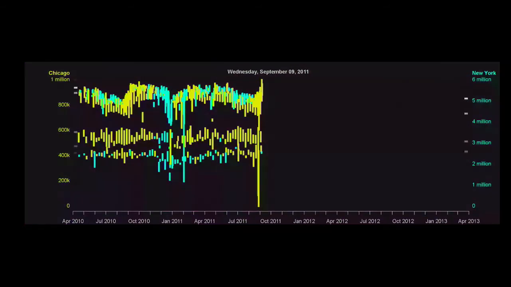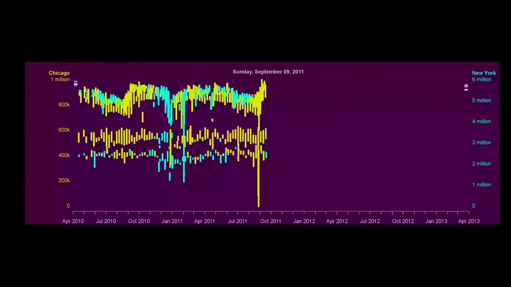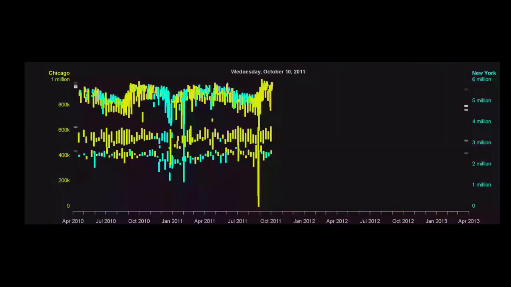And here, if there's a weird week, you can hear that Chicago and New York don't line up the way they usually do. Like there.